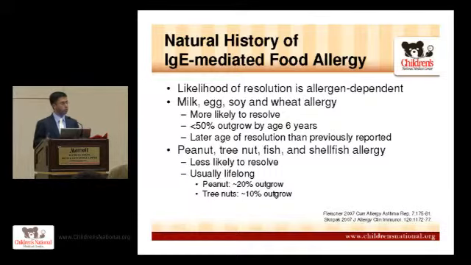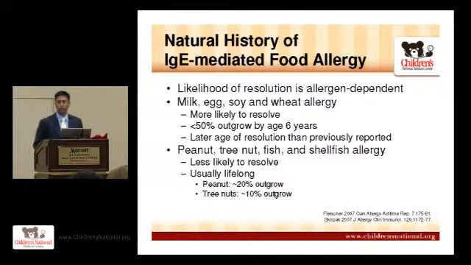So for milk, egg, soy, and wheat allergy, children are more likely to outgrow those allergies on their own as compared to peanut, tree nut, fish, and shellfish allergies. Even though milk, egg, soy, and wheat are likely to be outgrown, recent research is showing that they might be taking longer to be outgrown than we used to believe. So only less than half of kids with milk allergy, for example, will outgrow it by the time they're school age. And we used to think that if you didn't outgrow it by the time you're school age, that you were never going to outgrow it. We now know that that's not true.